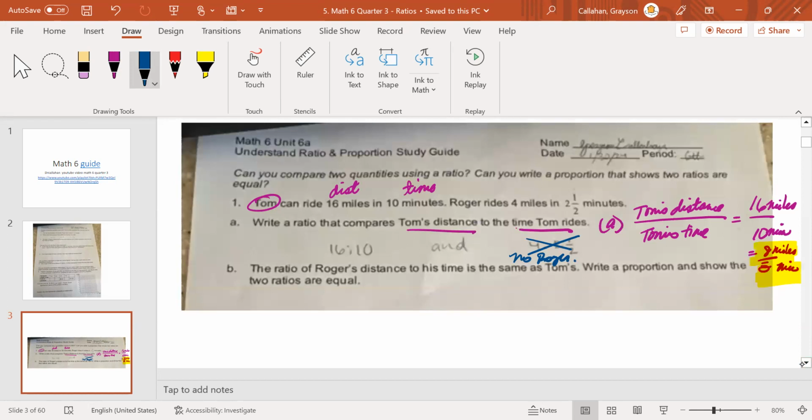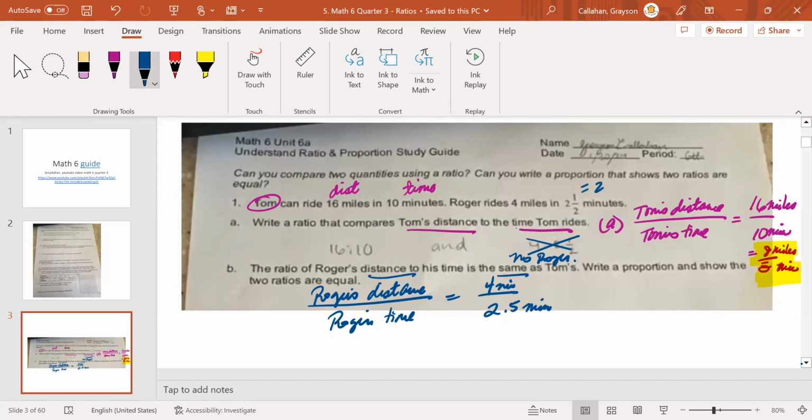The ratio of Roger's distance to his time is the same as Tom's. Write a proportion and show the two ratios are equal. So this is going to be Roger's distance over Roger's time. Roger's distance is 4 miles, right? And his time is 2.5 minutes.